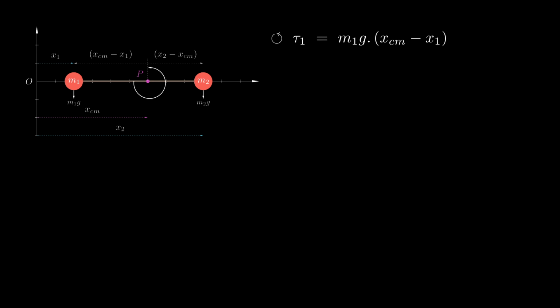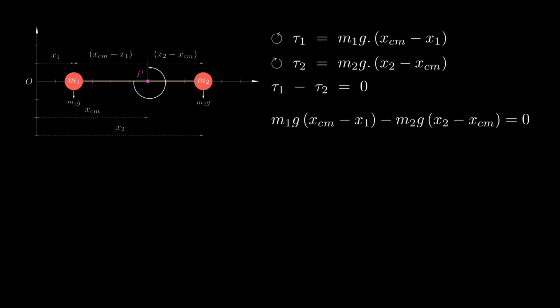The torque exerted by M1, about point P, denoted as τ1, is expressed as follows, where g denotes the acceleration due to gravity. Similarly, the torque exerted by M2 about point P, denoted as τ2, is described as shown here. Since the system is in rotational equilibrium, the net torque must be zero. Let's substitute the expressions for τ1 and τ2 into this equation, and rearrange the terms.